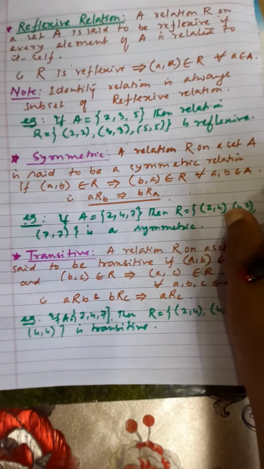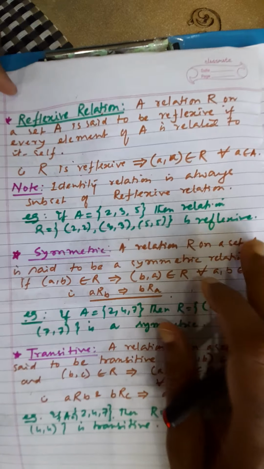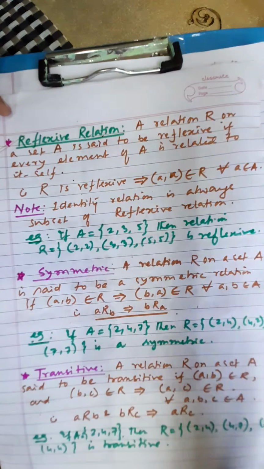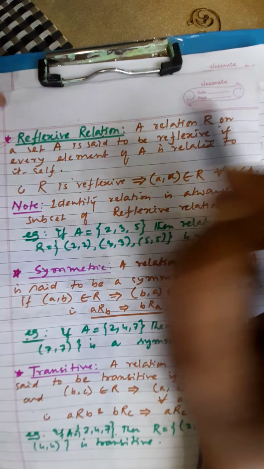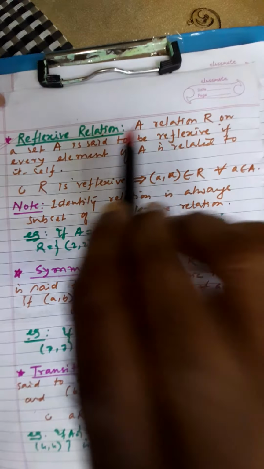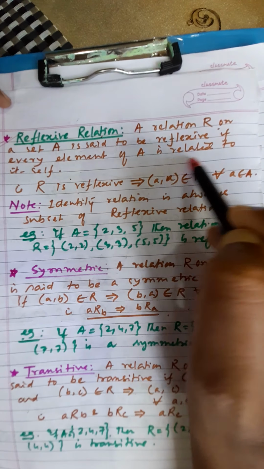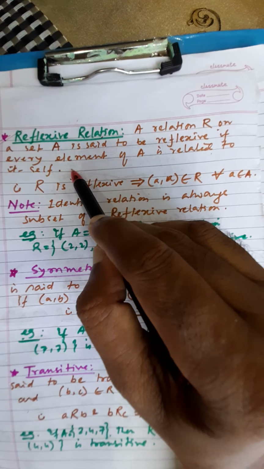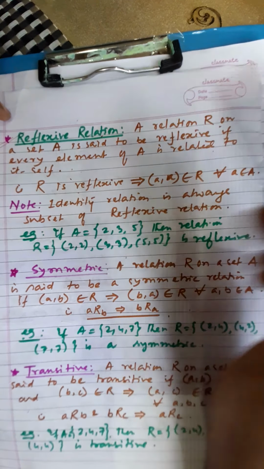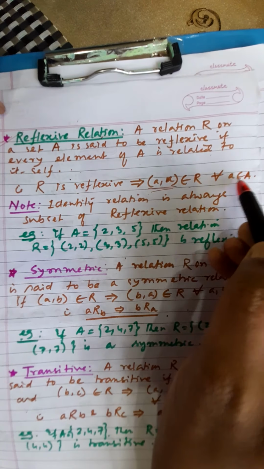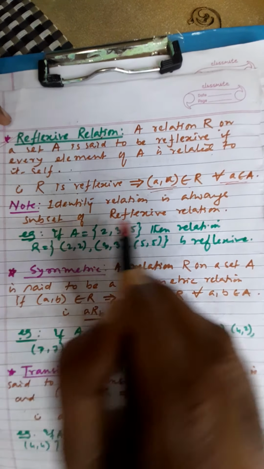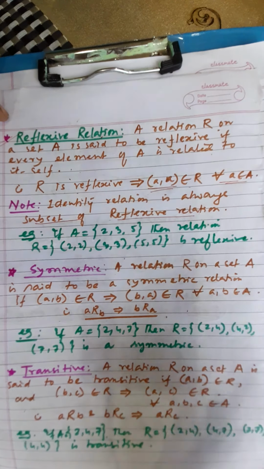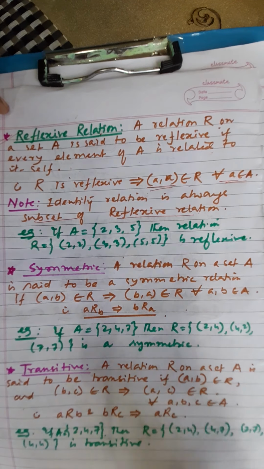Next, the reflexive relation. What is a reflexive relation? This is the main thing in our discussion. A relation R on a set A is said to be reflexive if every element of A is related to itself. It is almost the same as the identity relation. R is reflexive if (a, a) belongs to R for all a belongs to A. Notice that the identity relation is always a subset of a reflexive relation. That means every identity relation is a reflexive relation.